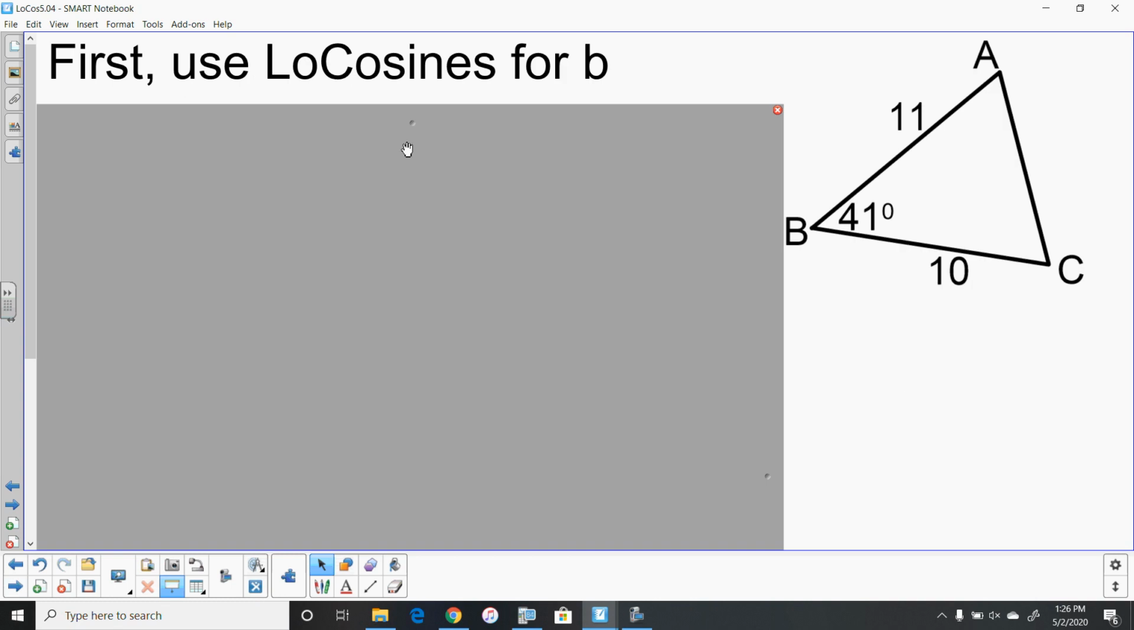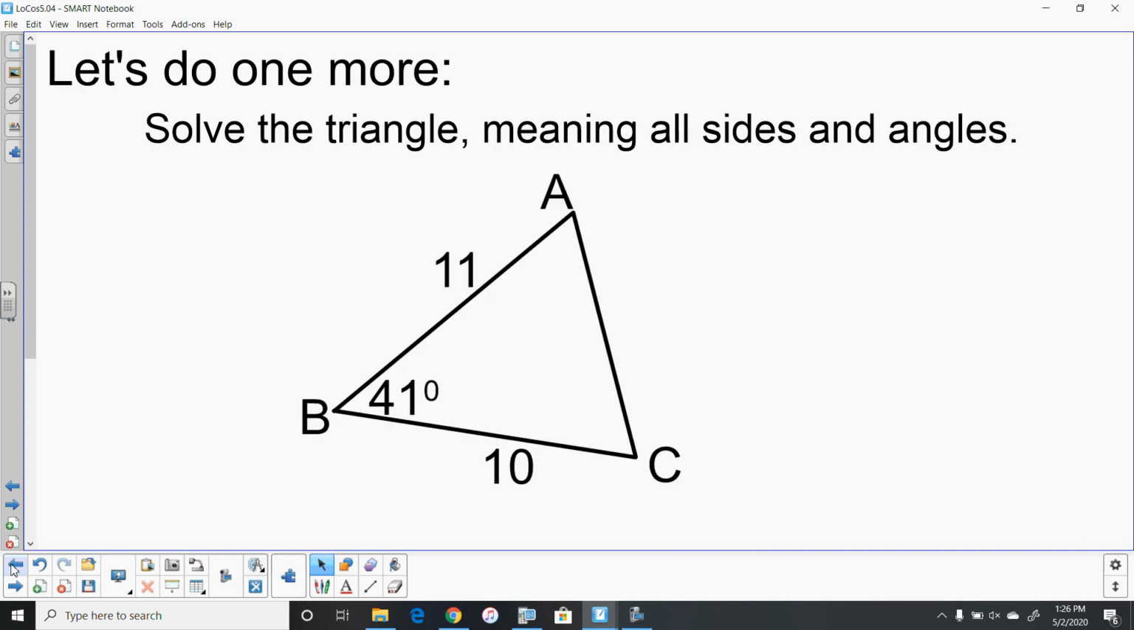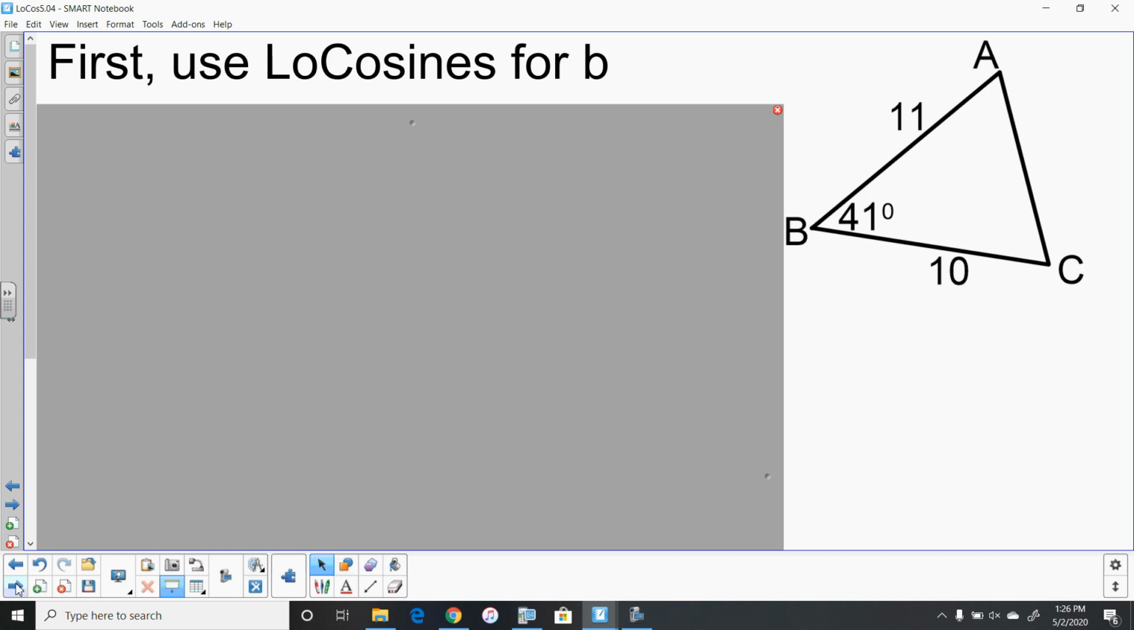Now let's do it. And what we're going to do here, by the way, let me go back for a second. It's telling us to solve the triangle. So that means we have to actually figure out every angle and every side. Okay, the first thing we have to start with is the side. So let's use the law of cosines, similar to how we did the last one, and we'll get that side.